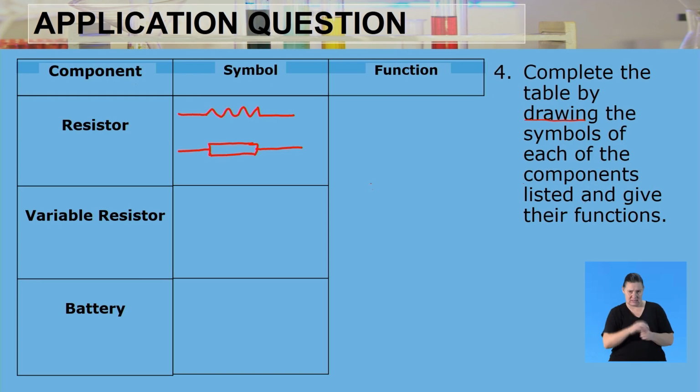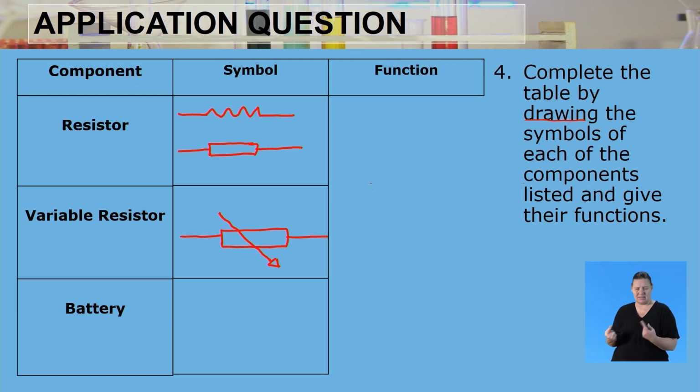Now, when you're talking about a variable resistor, the symbol is as follows. It's the same as the resistor, the first one, the second one, same symbol. The difference is that there is going to be a line or an arrow going across that resistor. So when asked to draw a symbol for a variable resistor, you draw this particular symbol. We also need to give the function of the resistor and the variable resistor, and then lastly the symbol of a battery and the function of the battery.